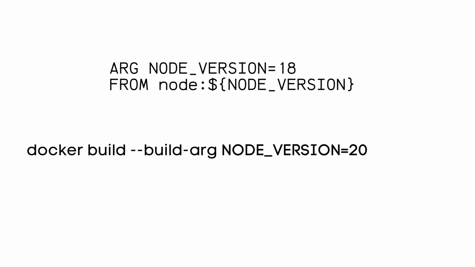Here's the key. ARG values are only available at build time, not at runtime. So don't put secrets here. It's visible in image history. Use environment variables for runtime configs instead.